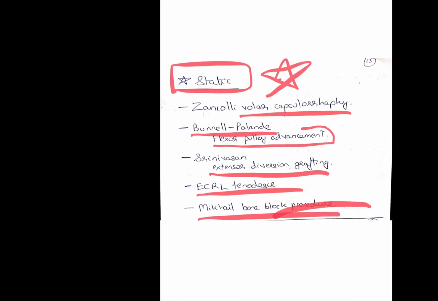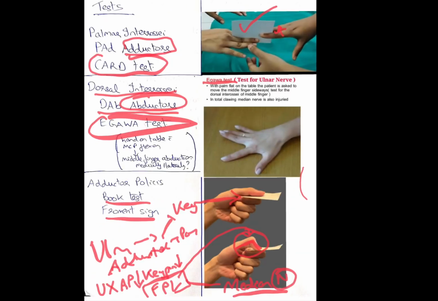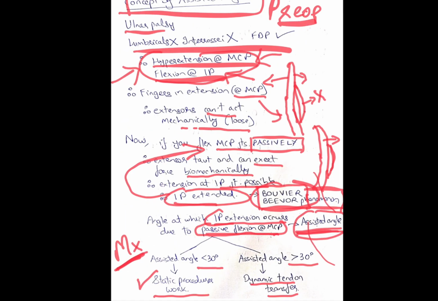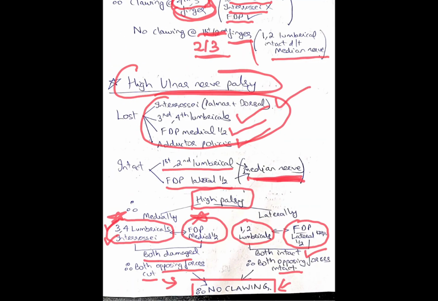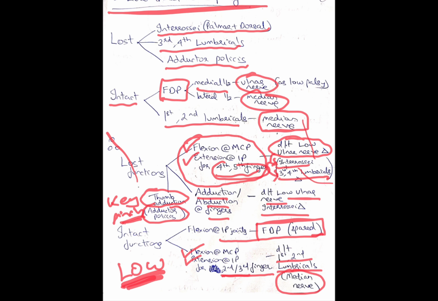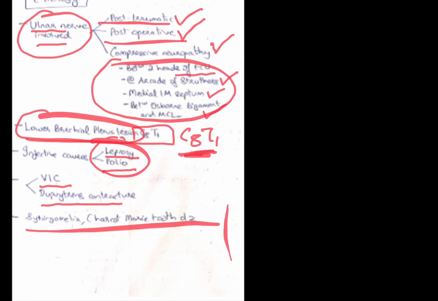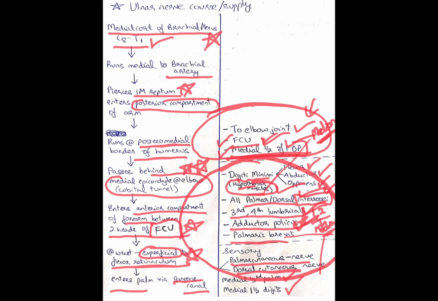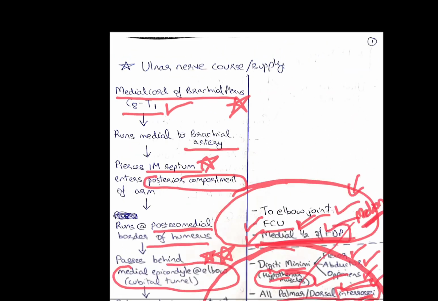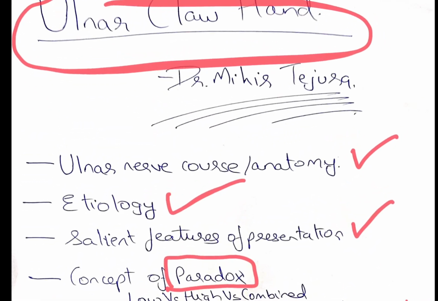Okay, so these were the famous named reconstruction procedures, which you need to memorize and understand. Okay, so this was all about the concept of ulnar claw hand, partial claw hand, total claw hand, ulnar paradox, assisted angle, contracture angle management, tendon transfers. This was all about the logical, analytical, and interesting concept of upper limb peripheral nerve injuries, and that is the idea of ulnar claw hand.